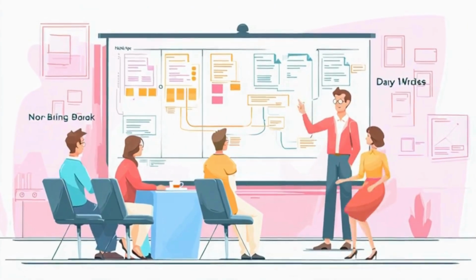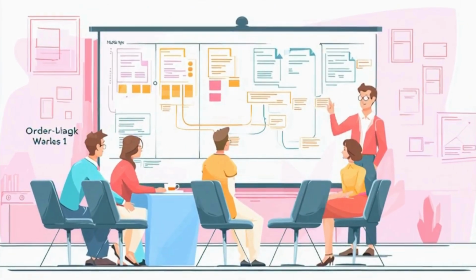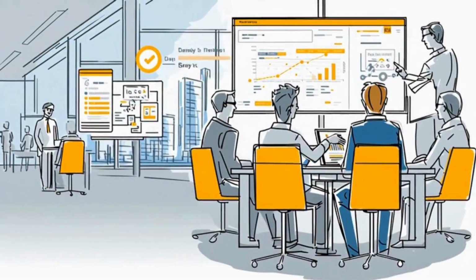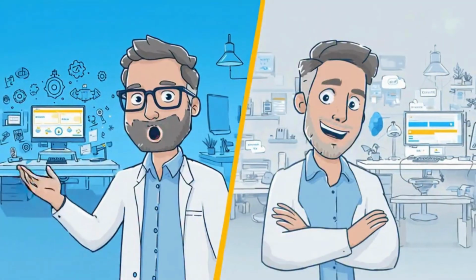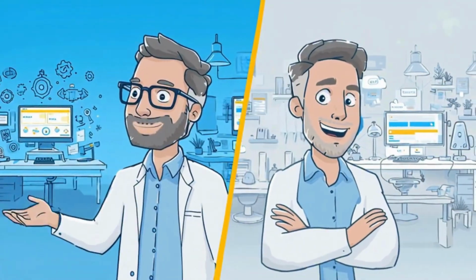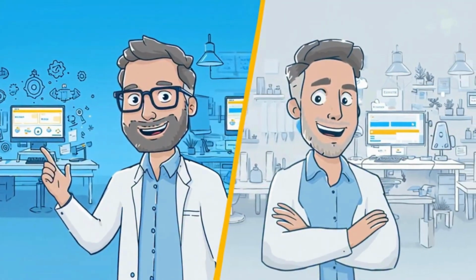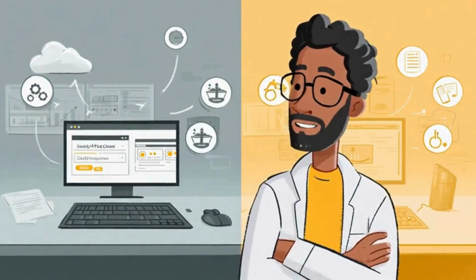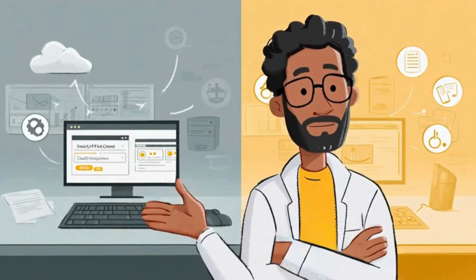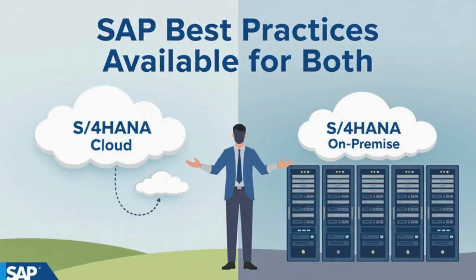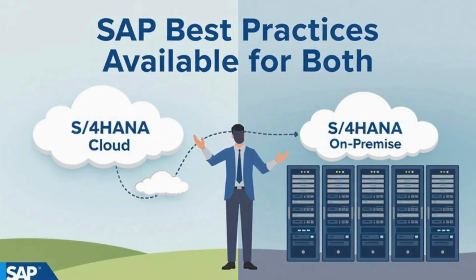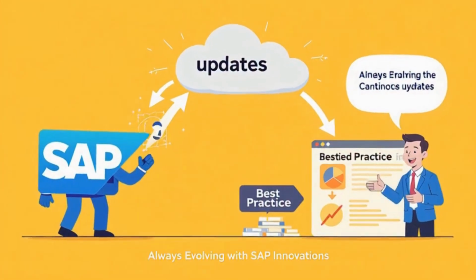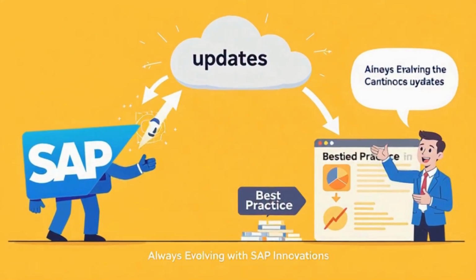Another major advantage is that SAP Best Practices are available for different industries and deployment models: manufacturing, retail, utilities, banking, public sector, and more, for both S/4HANA Cloud and on-premise versions. Each of these versions gets regularly updated with SAP's latest innovations, so your solution continuously evolves as SAP improves.